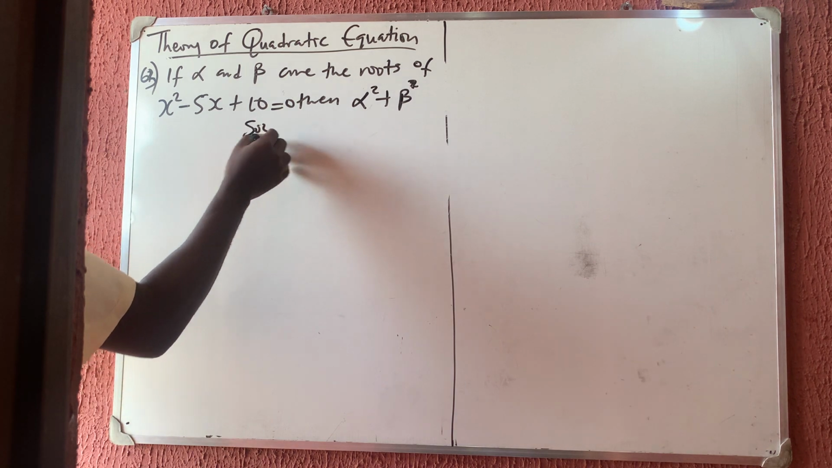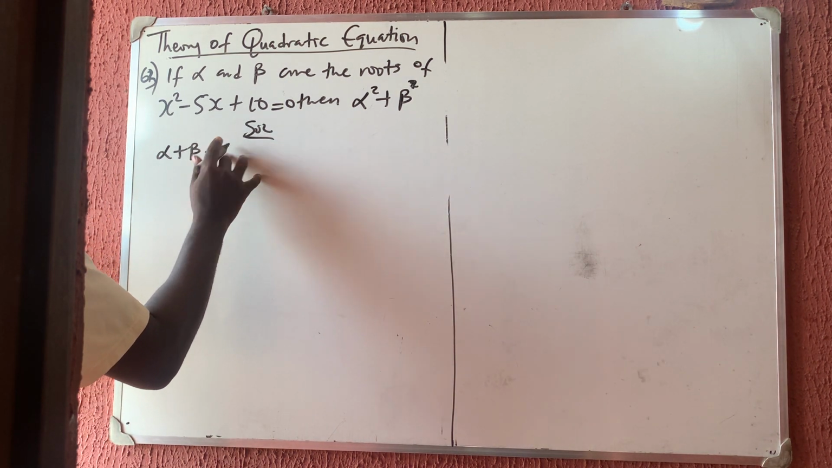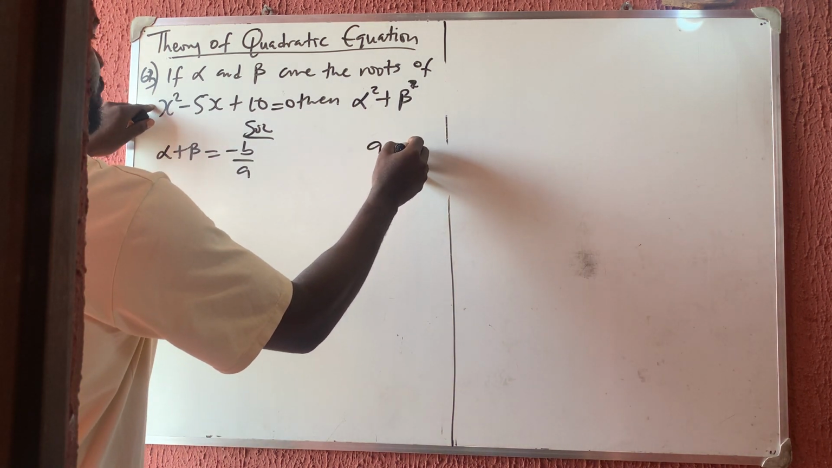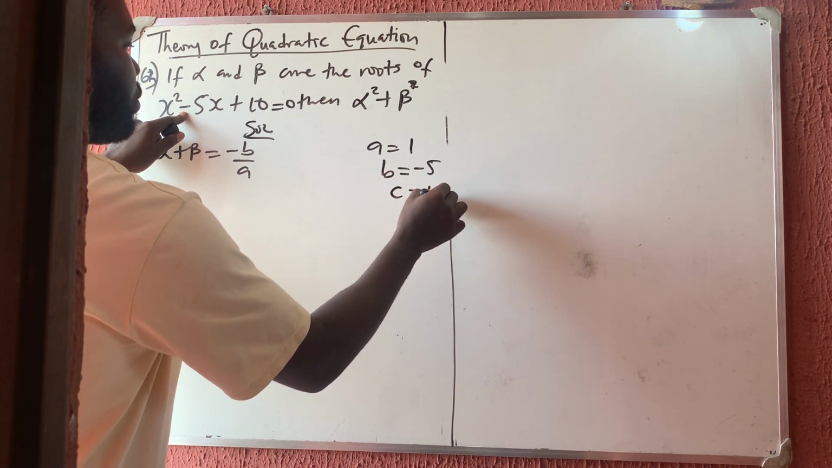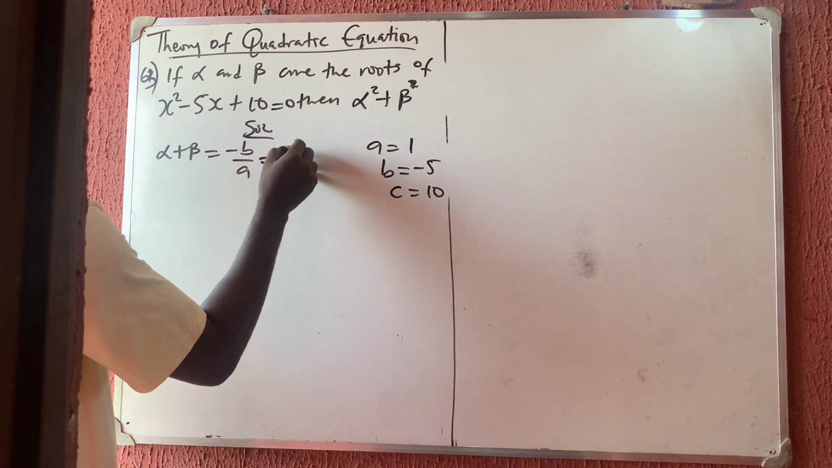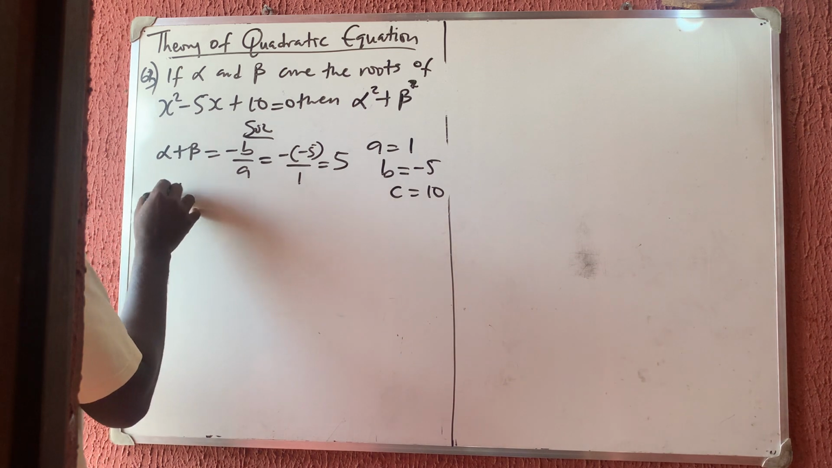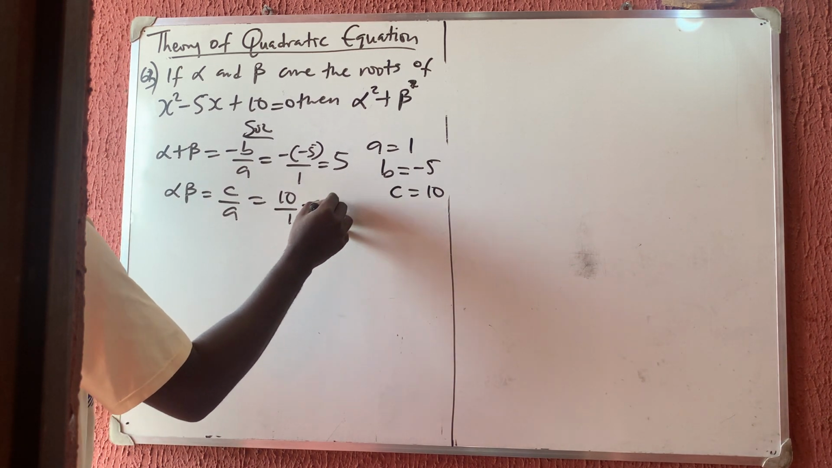Solution, the same method. The first thing you need to find is alpha plus beta, which is minus b over a. Don't forget that your a is equal to this. There's nothing here, so 1. Your b is equal to minus 5, and your c is equal to 10. So minus b over a is now minus into minus 5 over 1, which is 5. Then your alpha beta is equal to c over a, which is 10 over 1, which is 10.